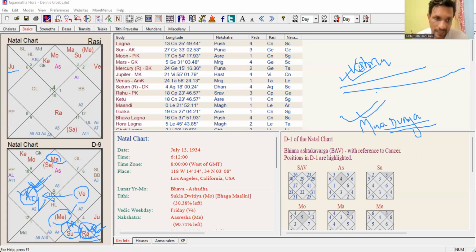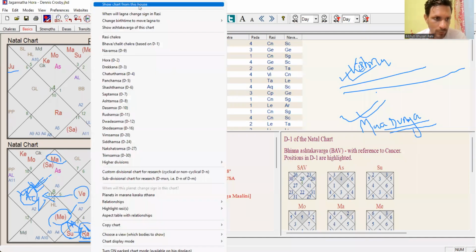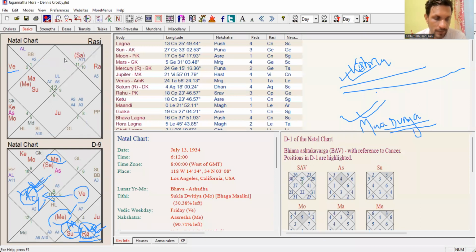Okay, let us analyze this chart to understand its past life karma. Why are these planets in Marana Karaka Sthana? For this, you need to see the chart from the ninth house. This is the ninth house.